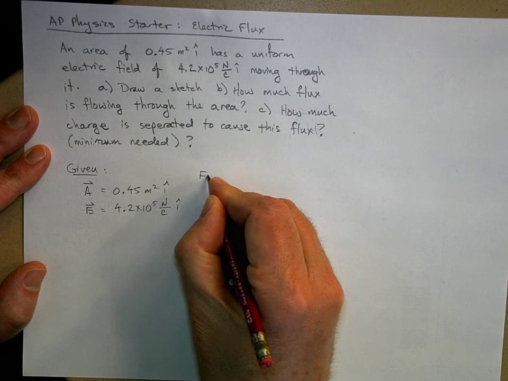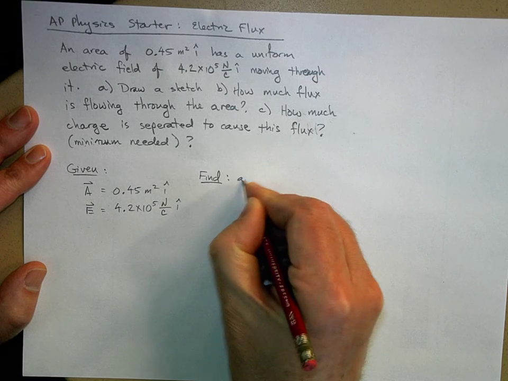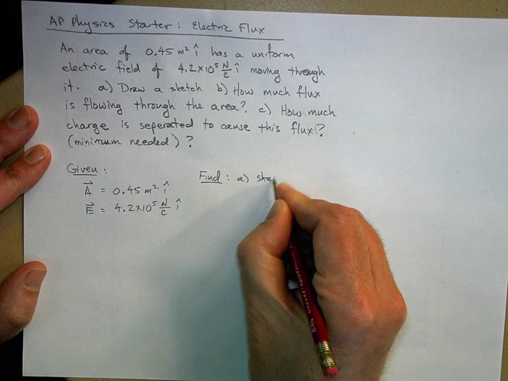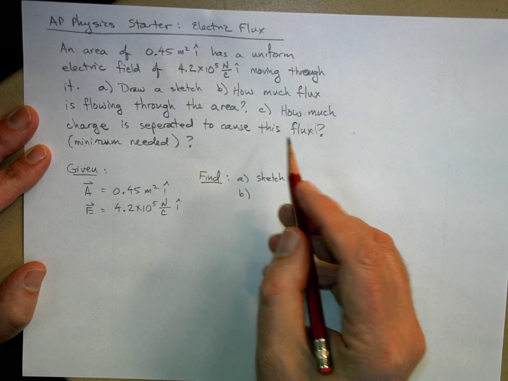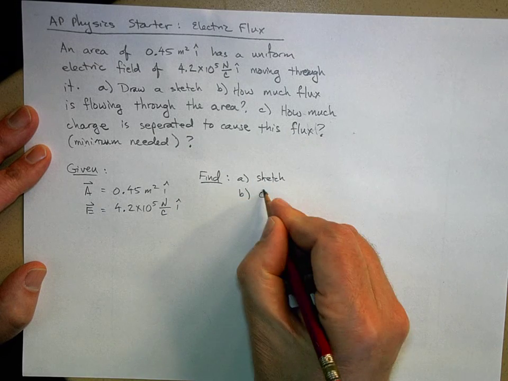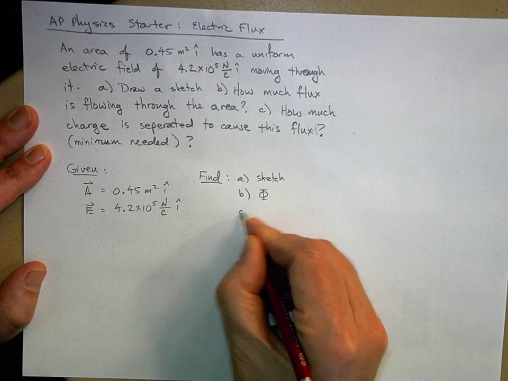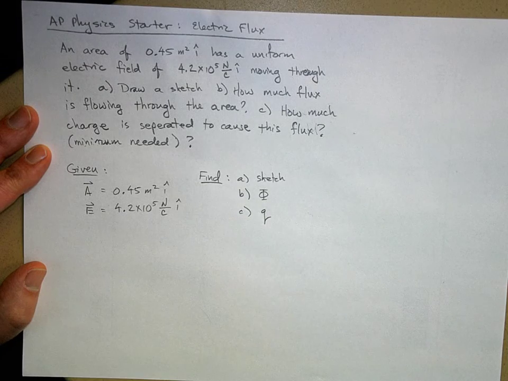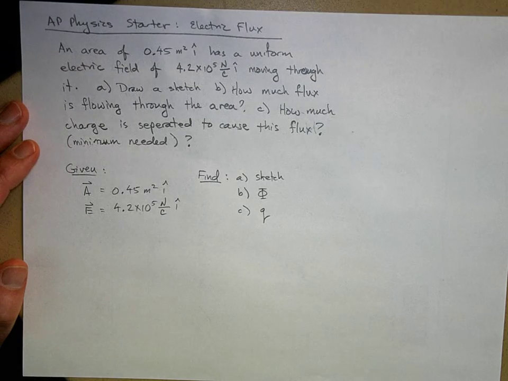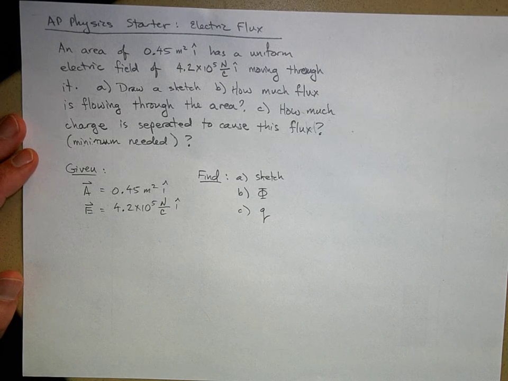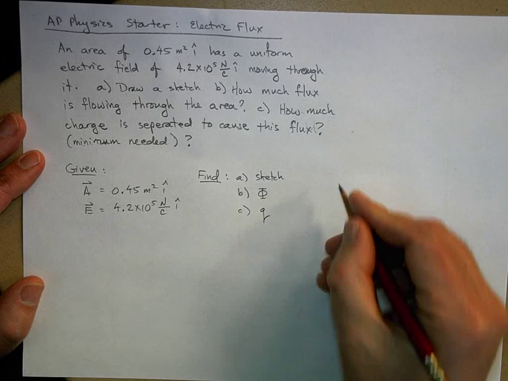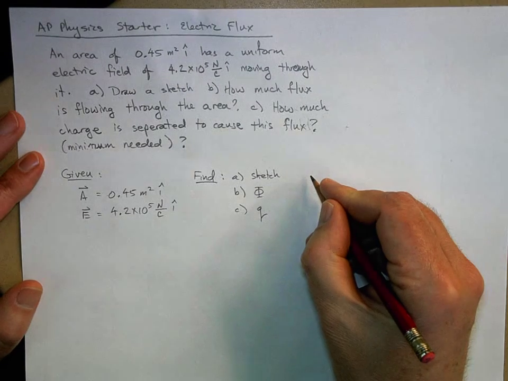What are we trying to find? Well, for A, we want to draw a sketch of this. For B, we want the amount of flux. And C, we want to know how much charge did it take to create that flux. How much charge had to be separated anyway. So let's solve it. I guess I can do that over here.